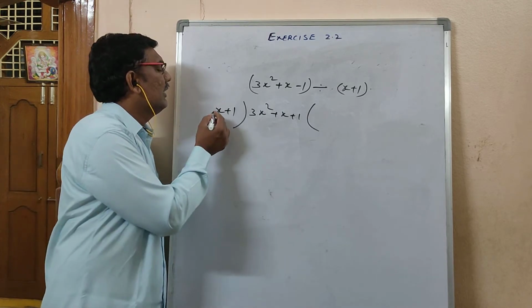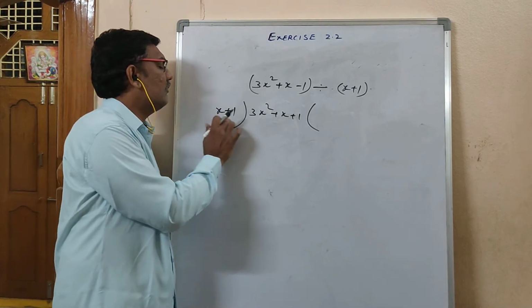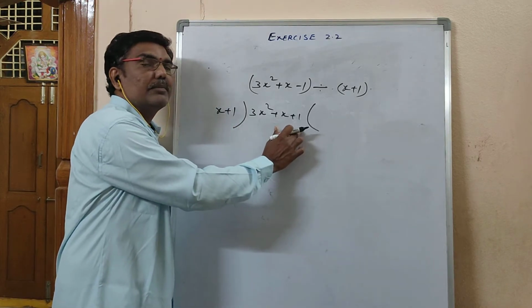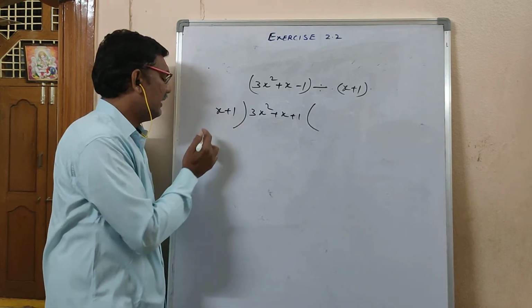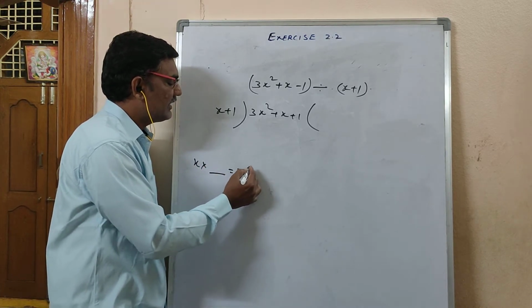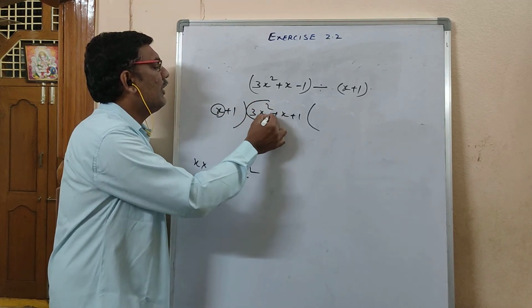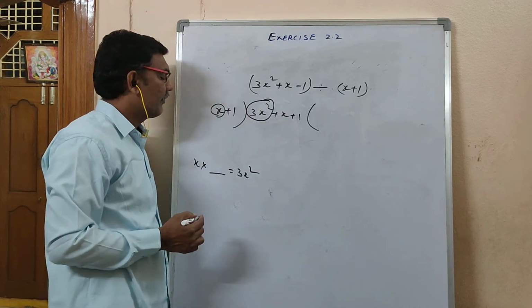Now here 2 terms are there, down also 2 terms only will come. If 3 terms are there, down also 3 terms will come. Now what is the first term here? X into how much is equal to 3x square? This x, with which you have to multiply to get 3x square.